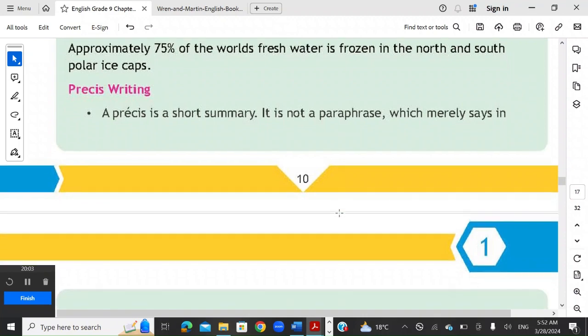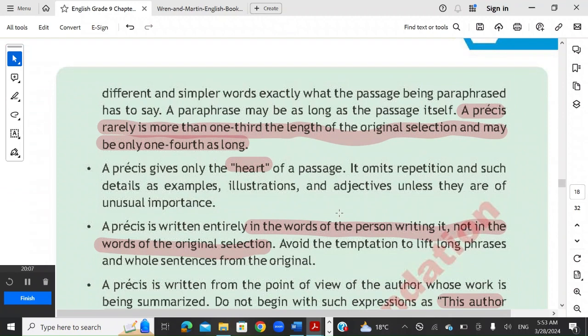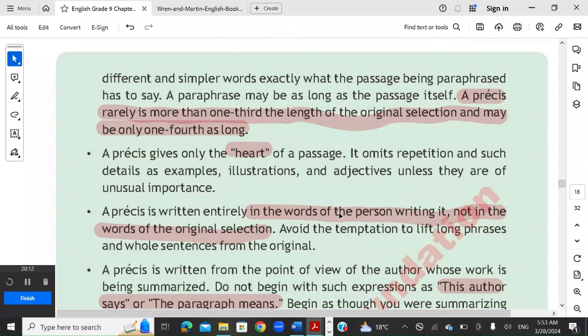Instead of reading it whole, I have highlighted the main parts. For example, a precis rarely is more than 1/3 the length of the original selection and maybe only 1/4 as long. As you all know, precis is different from paraphrasing. The length of paraphrasing will be the same as the original passage, but the length of precis is 1/3 or 1/4. My students already know this thing. Secondly, in precis, we do not write illustrations, examples, adjectives, and any other thing. We just write down the gist, the heart of the information.